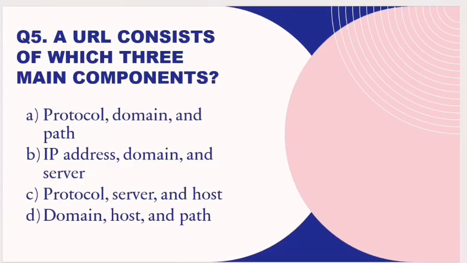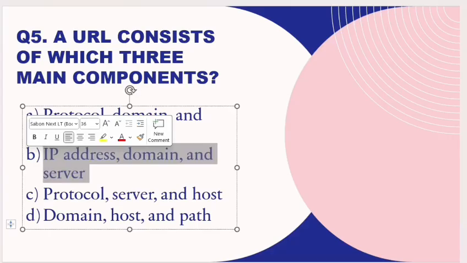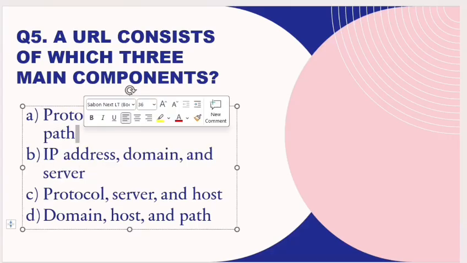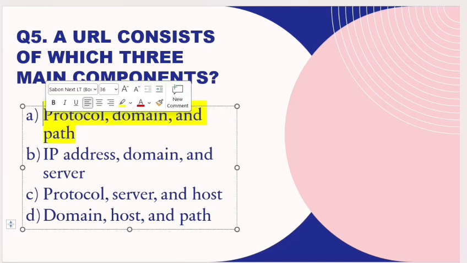Moving on to the fifth question. A URL consists of which three main components? Option A, protocol, domain and path. Option B, IP address, domain and server. Option C, protocol, server and host. Option D, domain, host and path. The right answer for this question is option A, protocol, domain and path.